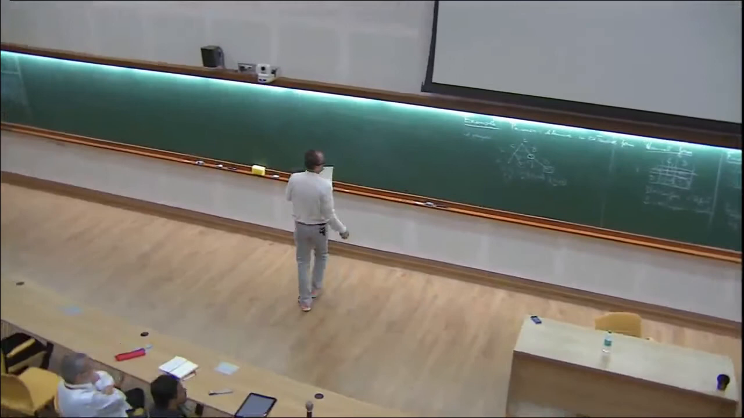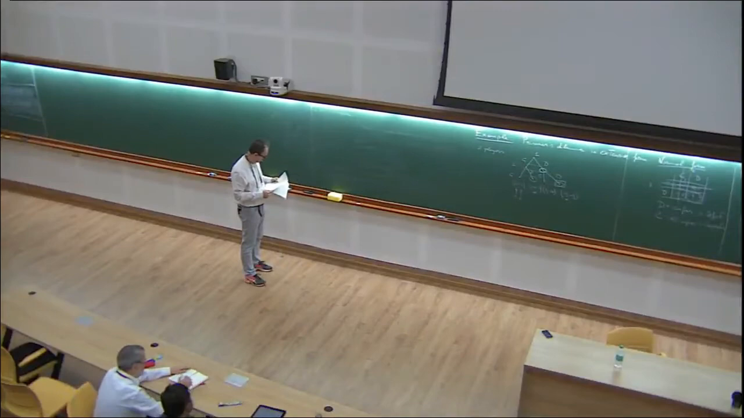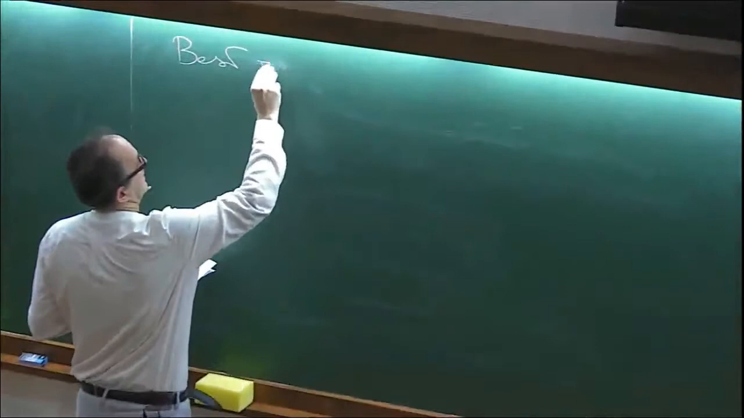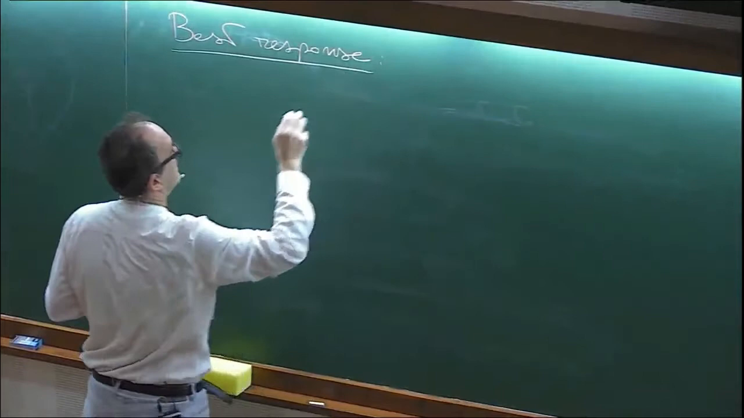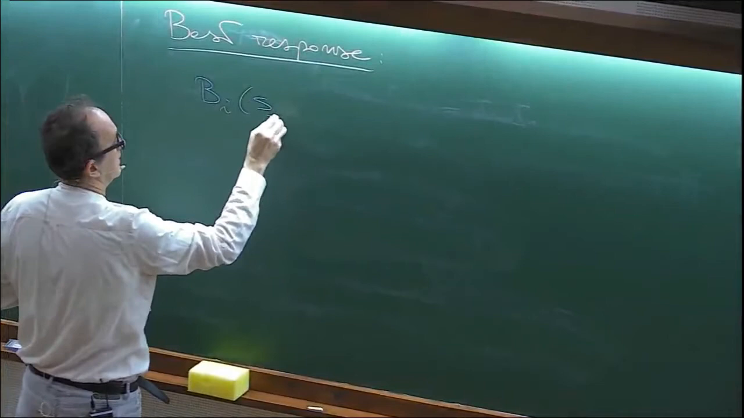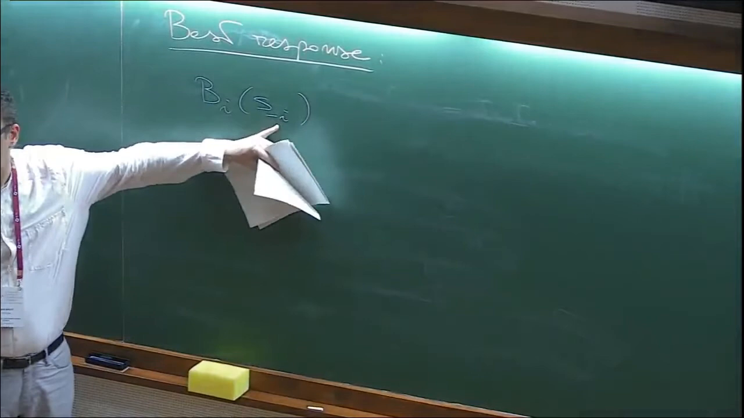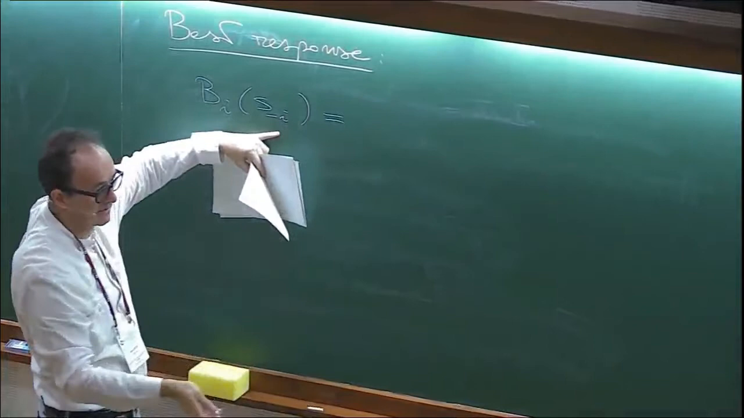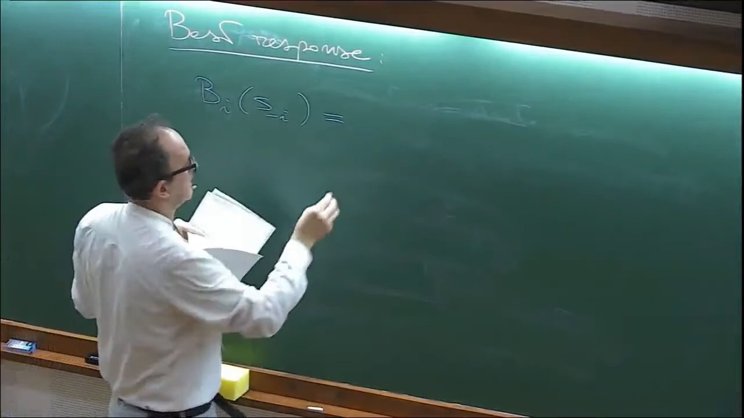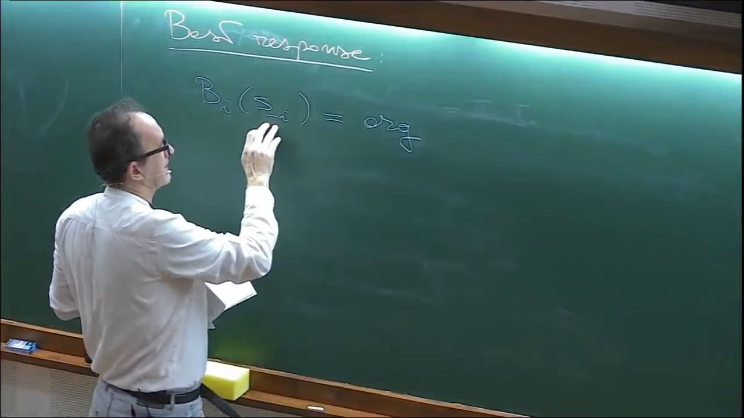Okay, so what is a better way to solve this problem? A better way to solve this problem is to look at the best response. So you can define the best response of agent I to what the other guys are playing as being what maximizes his payoff. Let me write it this way: what maximizes his payoff, given that other guys are playing this.